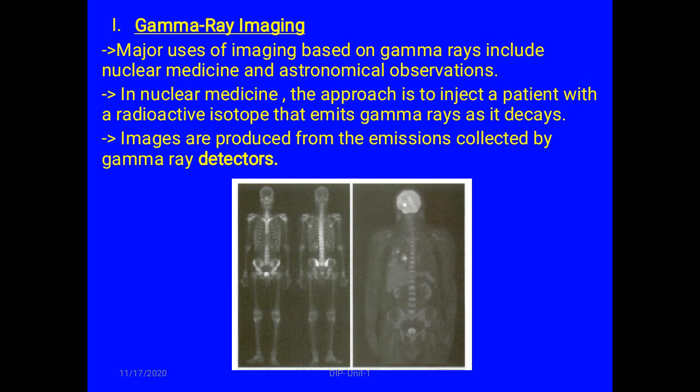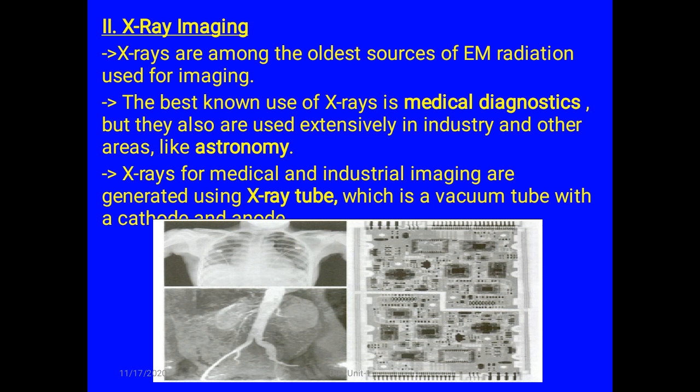First one, gamma ray imaging. The major uses of gamma ray imaging are nuclear medicine and astronomical observations. In the nuclear medicine approach, a patient is injected with a radioactive isotope that emits gamma rays as it decays. Images are produced from the emissions collected by gamma ray detectors. So next one, X-ray imaging.